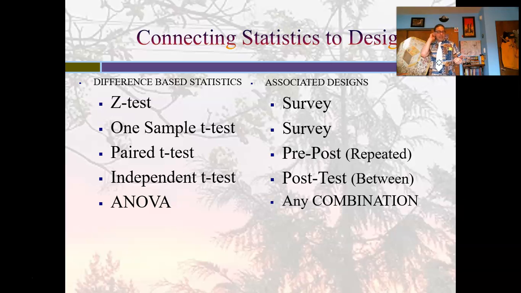A paired t is a pre-post test situation, a repeated design. You measure somebody before and after, and now you've got a paired t, or a repeated t, or within t. Independent t, you've got two different people, the between subjects design. They're not the same. And then ANOVA, which we'll learn about in the fall, is a design where you have more than two groups, and we can have those as either repeated or between.